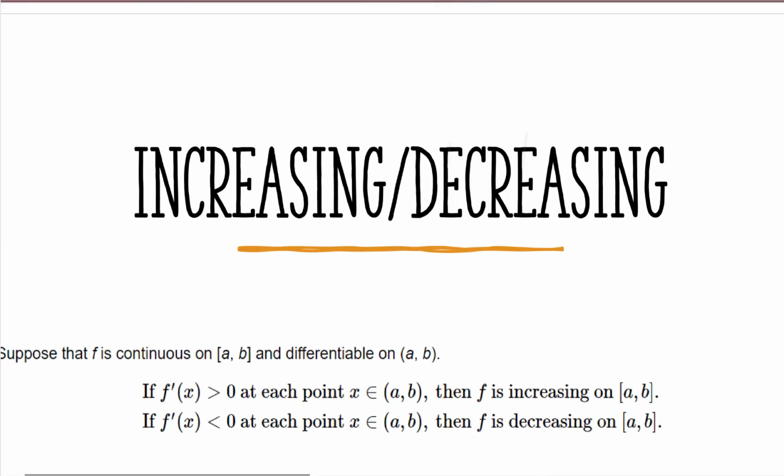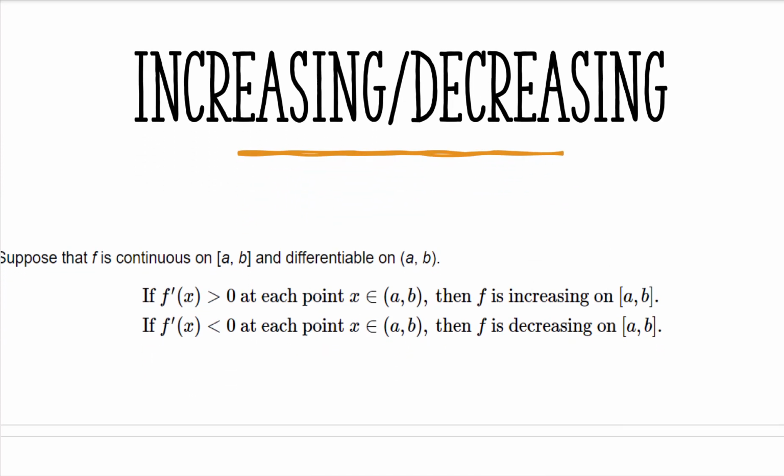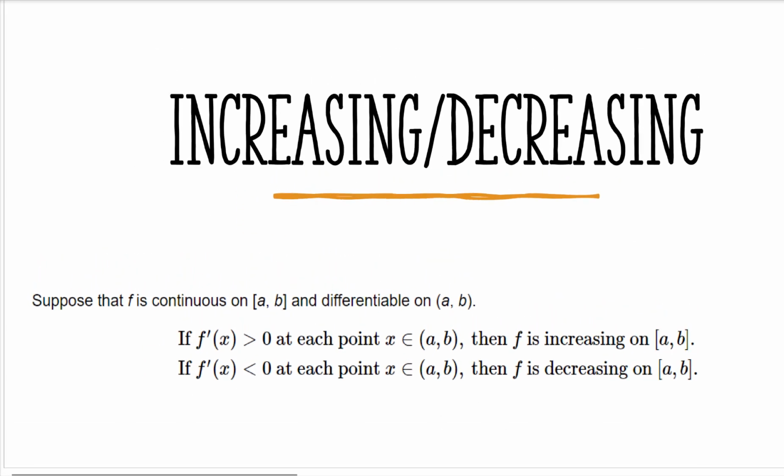So what we got here is for the idea of increasing and decreasing, we're going to say that suppose that f is continuous on a closed interval from a to b. That sounds familiar. And it's differentiable on the open interval from a to b. That also sounds familiar, like every other problem we've done in chapter 4. We need those two conditions to be true. Continuous on a closed interval and differentiable, smooth on the open interval.